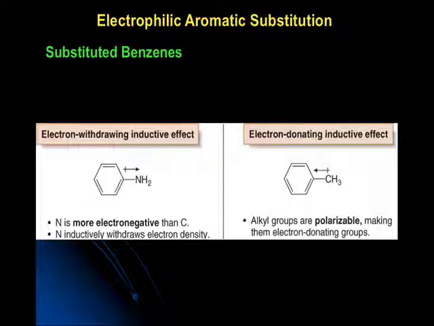Okay, it does have 3 hydrogens. Now we're getting somewhere. So it's got 3 hydrogens on it, right? What do those 3 hydrogens do? Is hydrogen electronegative? No.